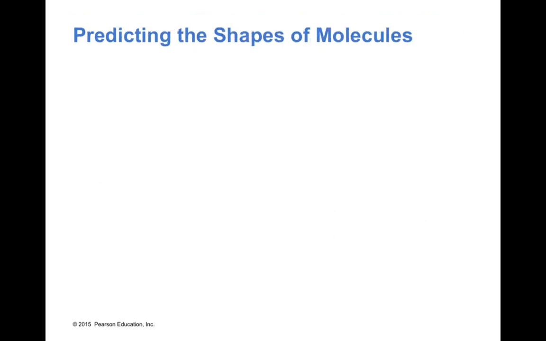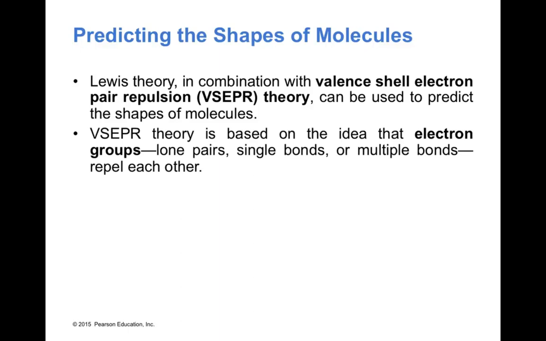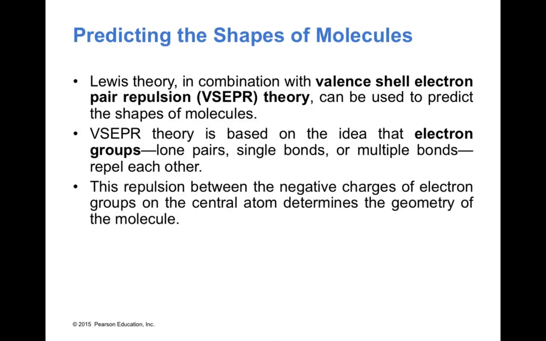Now I'm going to introduce you to a concept that is known as the valence shell electron pair repulsion, or the VSEPR. This theory is going to help us to predict the shapes of molecules. This theory is based on the idea that electron groups, that could be lone pairs, single bonds, or multiple bonds, including double bonds or triple bonds, repel each other. So whenever we're talking about electron groups, we can find them as single bonds, double bonds, triple bonds, or lone pairs in the central atom. This repulsion between the negative charges of electron groups on the central atom determines the geometry of the molecule.